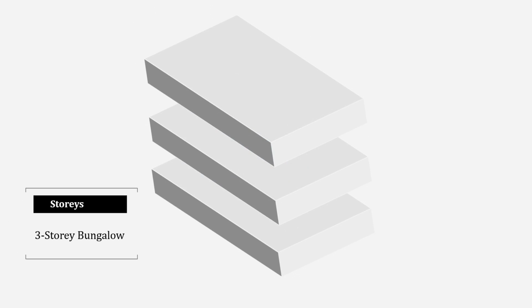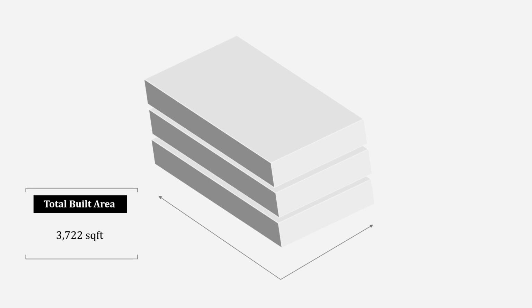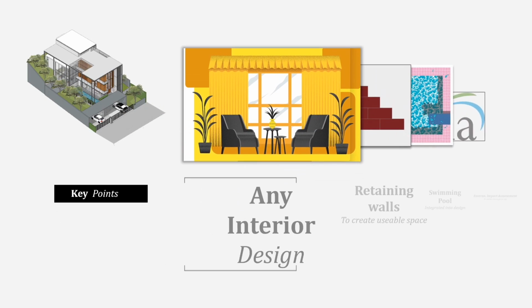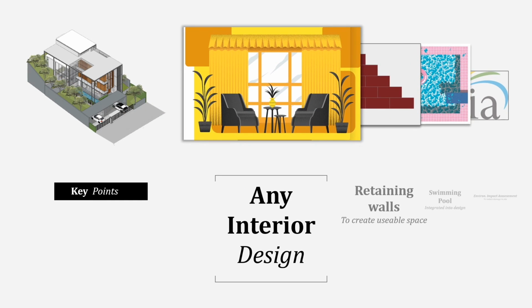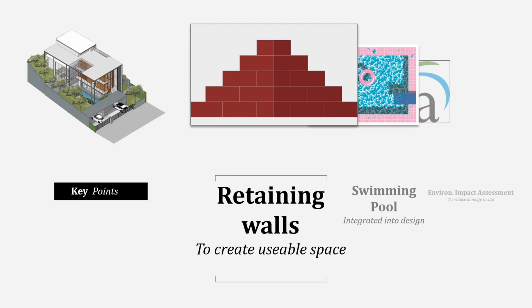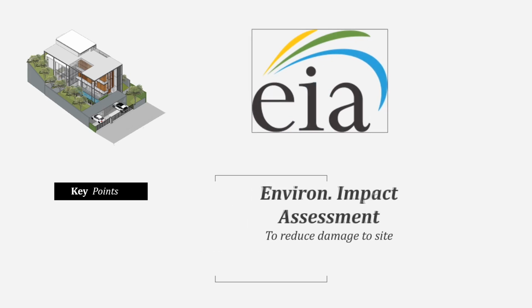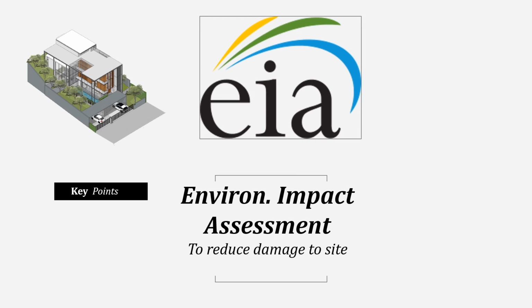It's a 3-story high bungalow and has a total built area of 3,722 square feet on a steep slope. Our client is open to any interior design, wants retaining walls to create usable spaces, a swimming pool integrated into the design, and approval from an environmental impact assessment to reduce damage to the site.